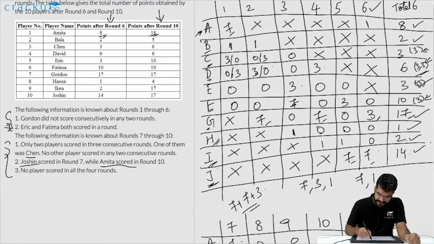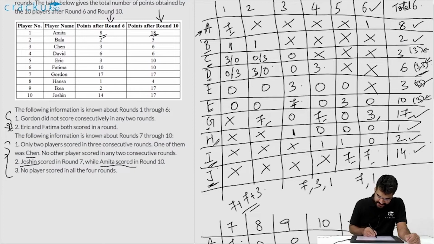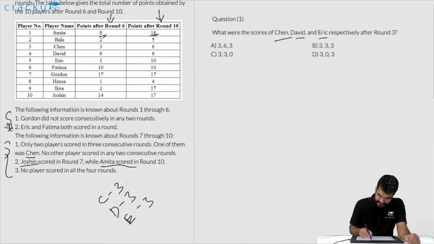Let us look at the first question. The first question says, what were the scores of C, D and E respectively after round 3? So let us figure it out. For C, after round 3, he would have scored 3 because it is 3 or 0 in the first round, 0 or 3 in the second round and 0 in the third round. So C would score 3. Similarly, D would score 3 and E would score 3 because it is 0 plus 0 plus 3. So the first answer is 3, 3, 3, which is option B.